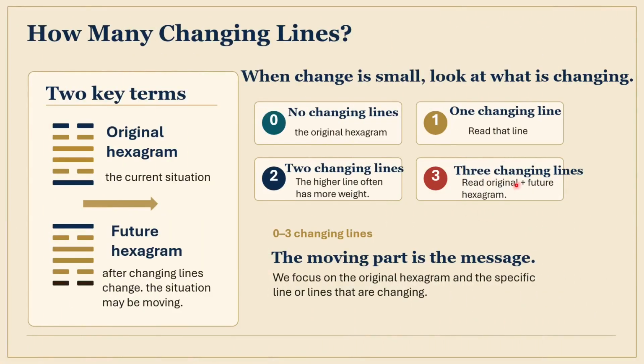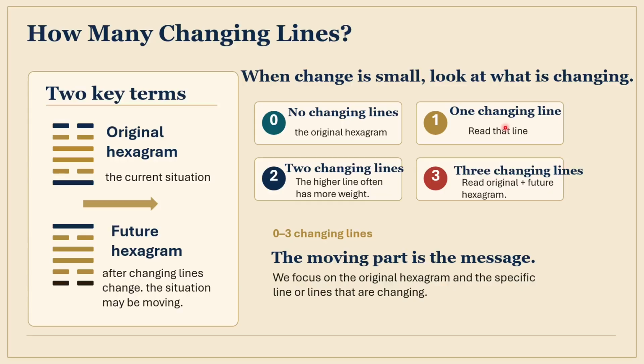In the simplified yarrow-stalk method, we only have 1 changing line all the time, but in the traditional yarrow-stalk method and the 3-coin method, we may have up to 6 changing lines, and different numbers of changing lines are read in different ways. If there are no changing lines, we mainly read the judgment of the original hexagram. This means the situation is relatively stable, so we focus on the overall meaning of the present condition.